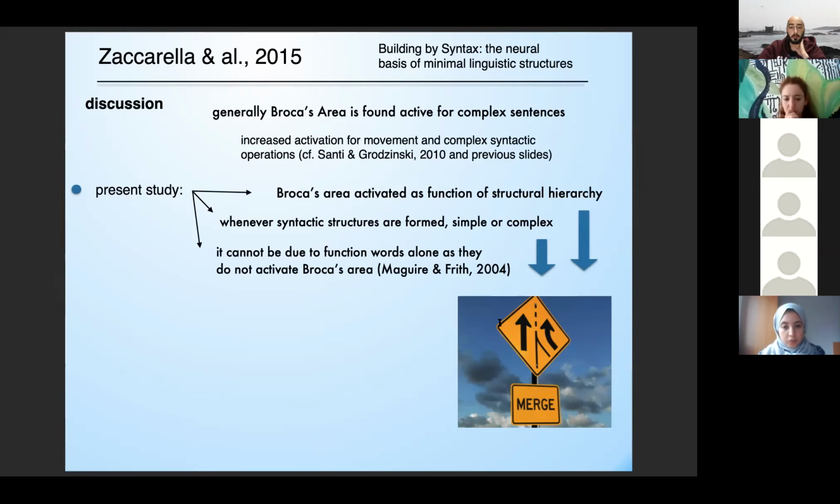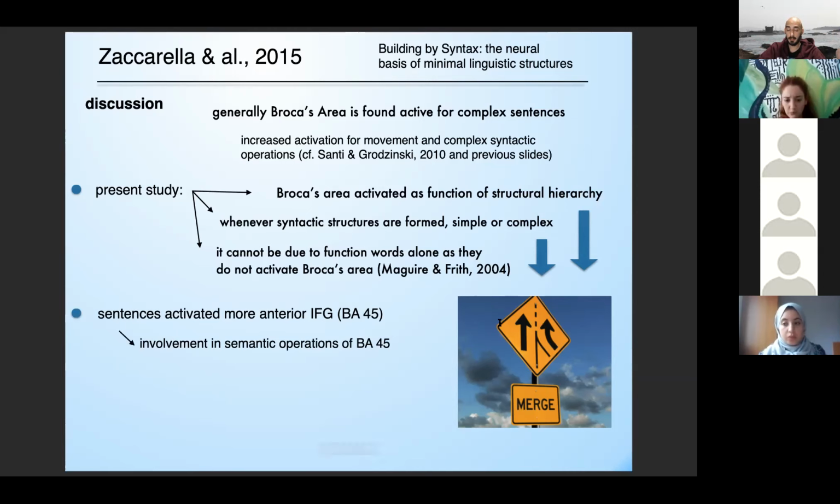And it cannot be due to function words alone, as if you look at experiments which only employed function words, they did not really find the activation of Broca's area. So they claim that it's not the preposition itself or the determiner that activates Broca's area, but it's really the necessity of combining words together. And then there is this nice result that the more anterior part of the inferior frontal gyrus was maximally active for sentences with a verb, which suggests there is the involvement of some basic semantic operations at the level of BA45, as also found in other studies that we are going to discuss. Whereas the real basic merge operation seems to be housed in BA44.